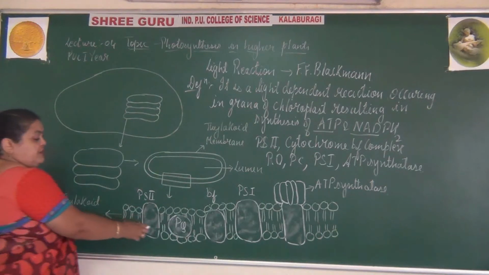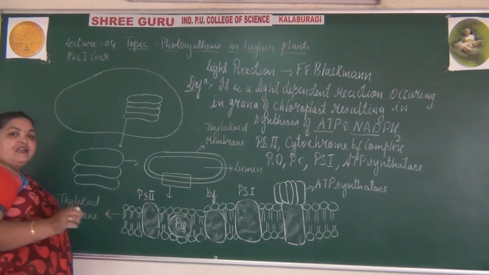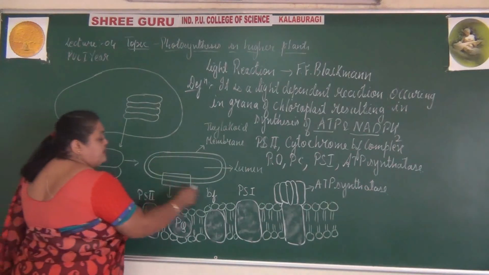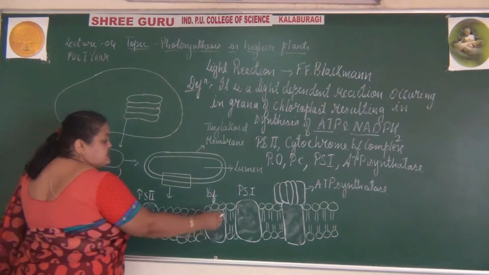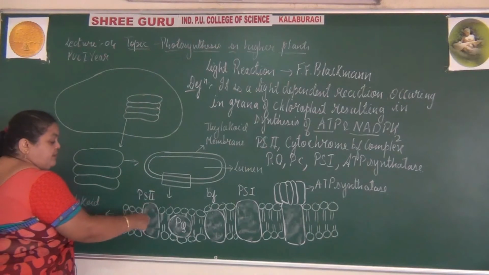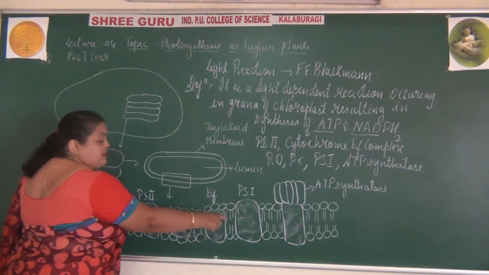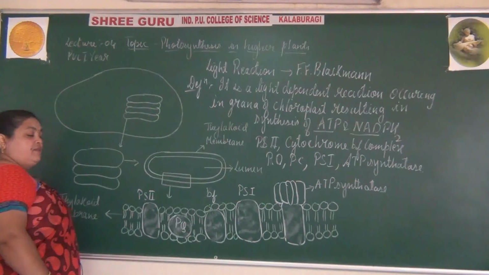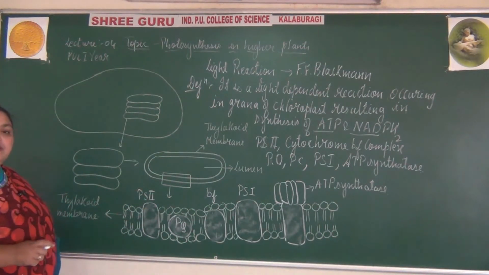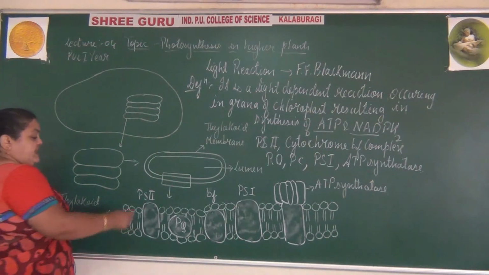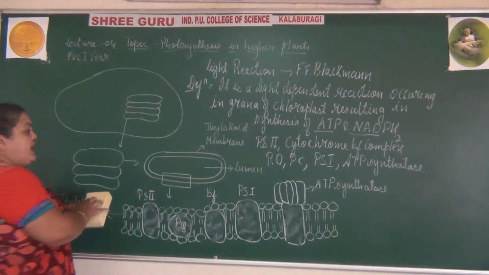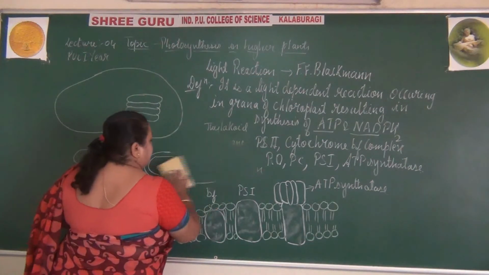Just look at this figure so that you will get a clear idea of the complexes that are present. This is the thylakoid membrane. The complexes are embedded in the lipid bilayer. In this there are two systems which are known as photosystems, that is photosystem 1 and photosystem 2. So what actually happens in the light reactions?